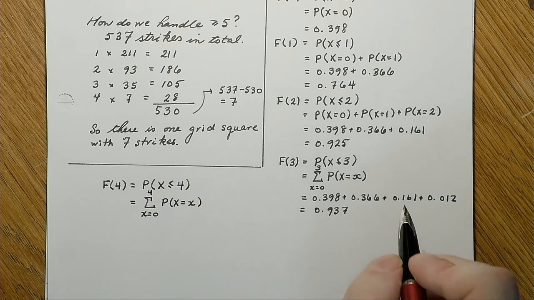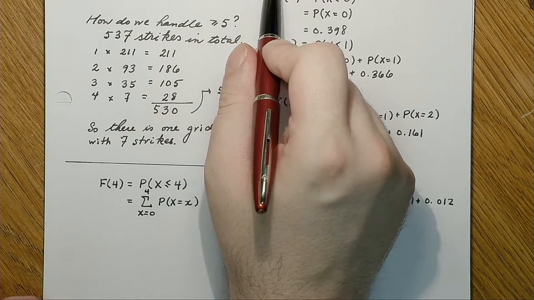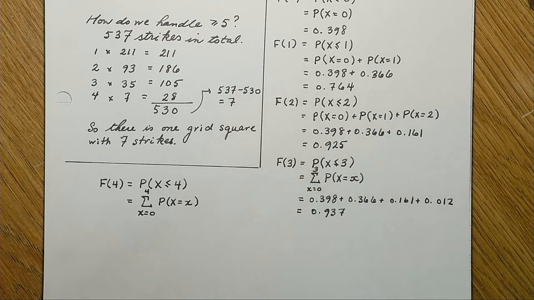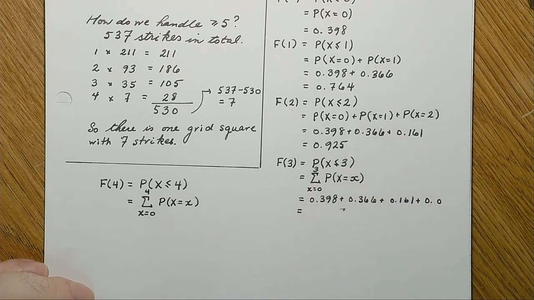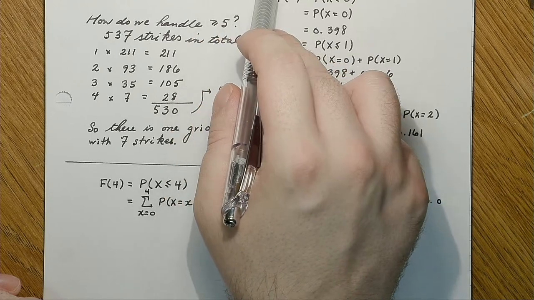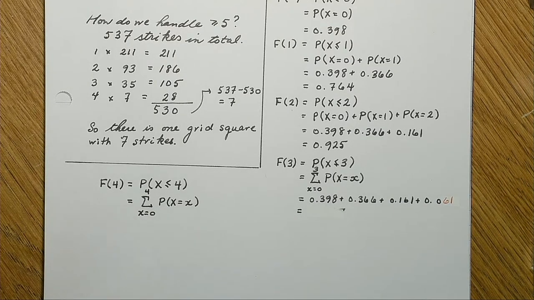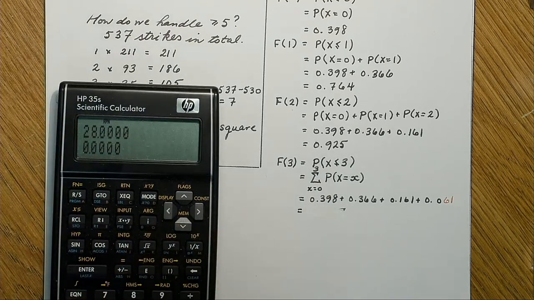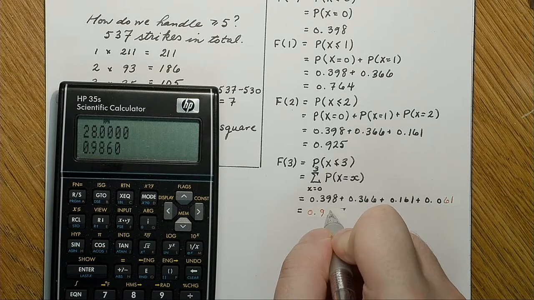Oh, did I make a mistake? Zero, one, two. Oh, thank you. So I need to have it for 3, so 0, 1, 2, 3. So let's do that calculation again. 0.925 plus 0.061 should be 0.986.